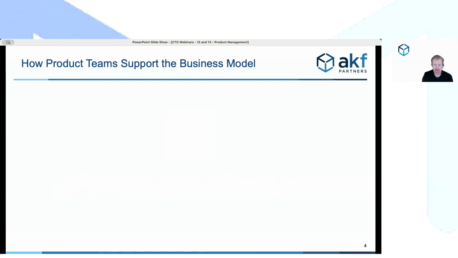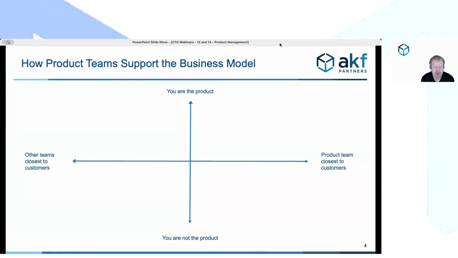So the way we like to look at this is a 2x2 matrix, with quadrants, and it's based on one dimension: you are the product. In this aspect, what you make or sell is a digital experience. Going further back, what you make or sell is not the digital experience. It could be humans or machines that you're selling. So that's the distinction on this vertical axis. The left to right axis is, are you closest to the customers? Is the product team closest to the customer, or are some other teams closer to the customer?